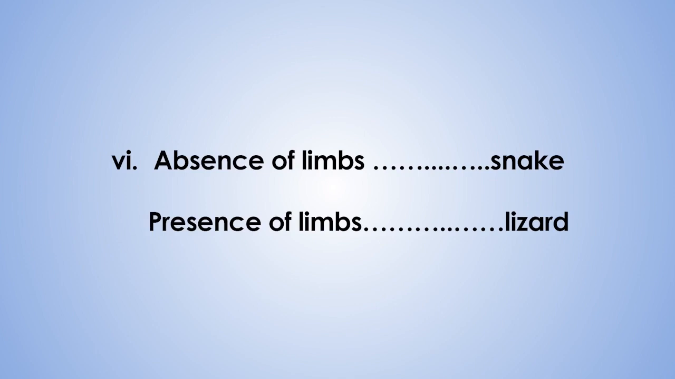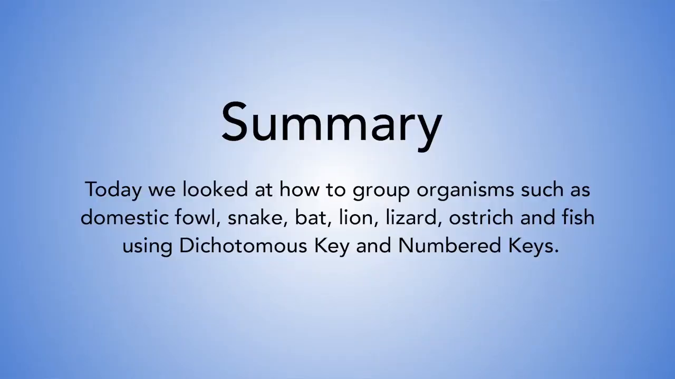For absence of limbs, we have the snake. And for presence of limbs, we have the lizard. In summary, for the entire lesson we've had today, we looked at how to group organisms such as the domestic fowl, the snake, bat, lion, lizard, ostrich, and fish using the dichotomous key and the numbered key.